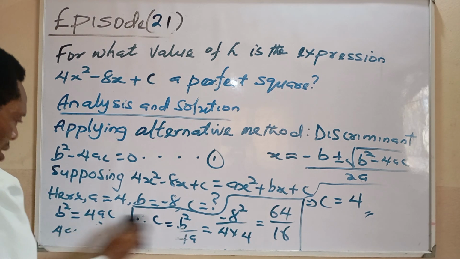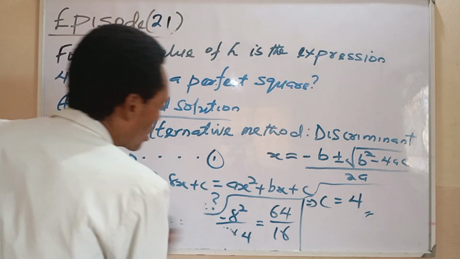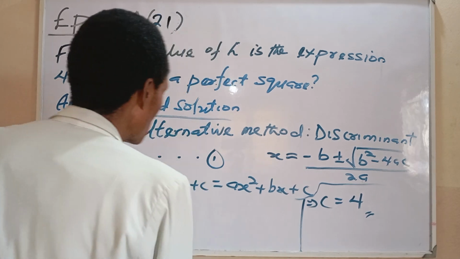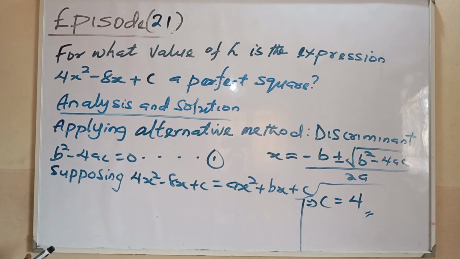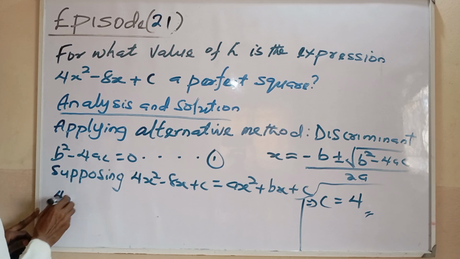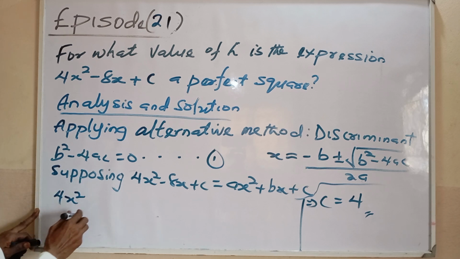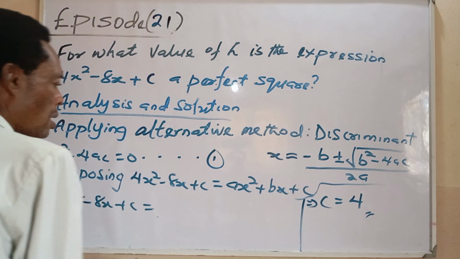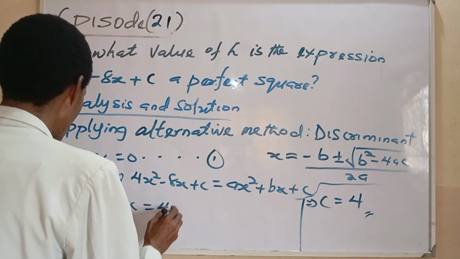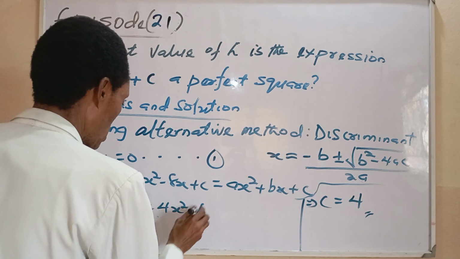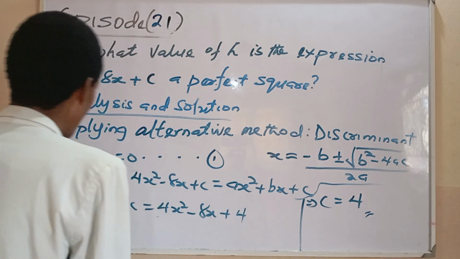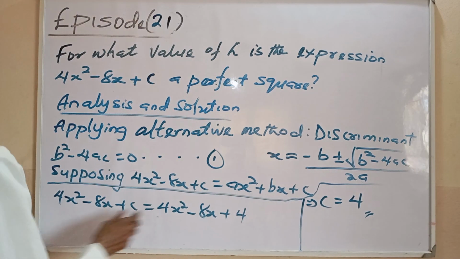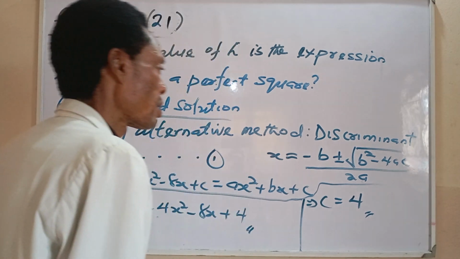So that does it. You can now come here and state that 4s squared minus 8s plus c equals 4s squared minus 8s plus 4. So this is it. This is the answer.